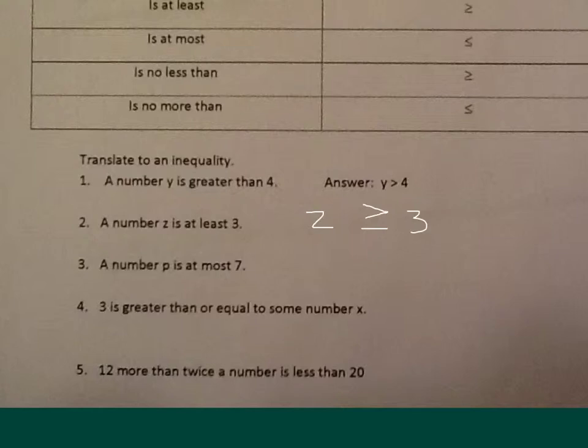A number p is at most 7, so our variable is going to be p. We're going to have 7, and is at most, so it could be 7, but it could be less than 7, right? 6, 5, 4, so p is less than or equal to 7. Next, 3 is greater than or equal to some number x. So 3 is greater than or equal to x.